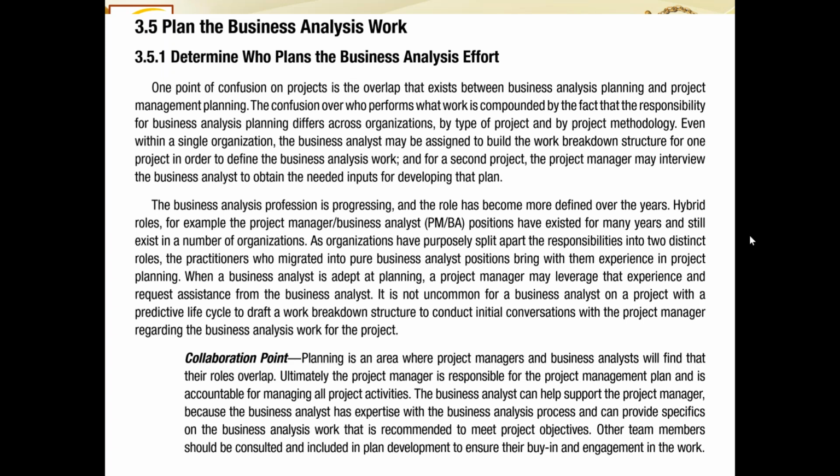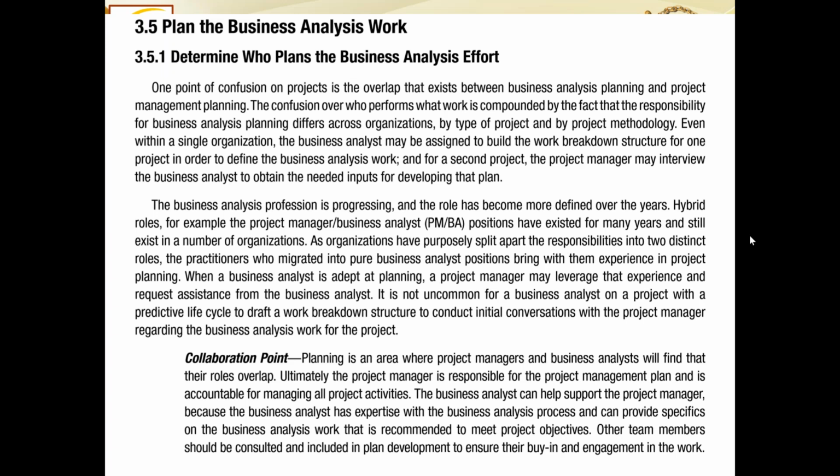And for a second, the project manager may interview the business analyst to obtain the needed inputs for developing that plan. So both ways, somehow they have to collaborate with each other. Even if the project manager is creating the work breakdown structure of the plan, he probably has to get in touch with the business analyst, and the analyst has a lot of knowledge of the things which the project manager may not have. So by consultation, the project manager can learn and create that WBS.